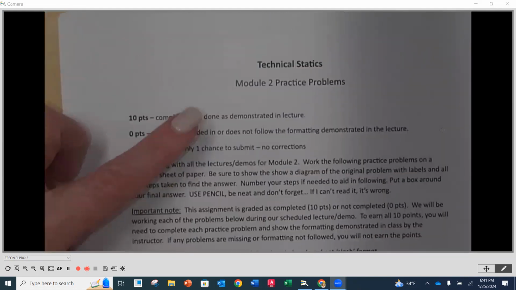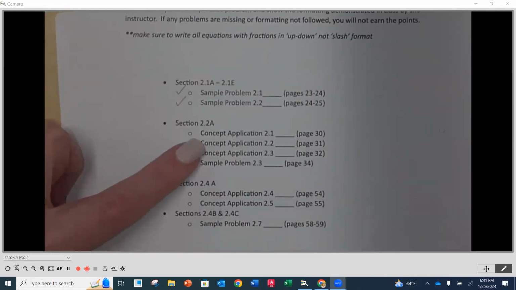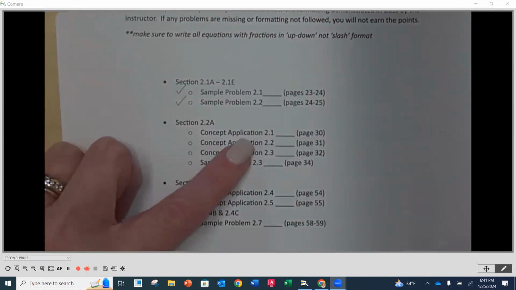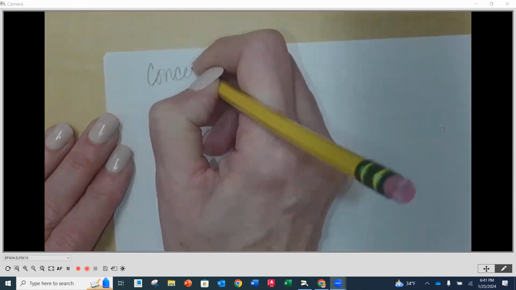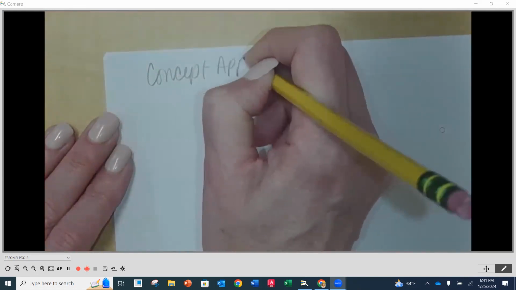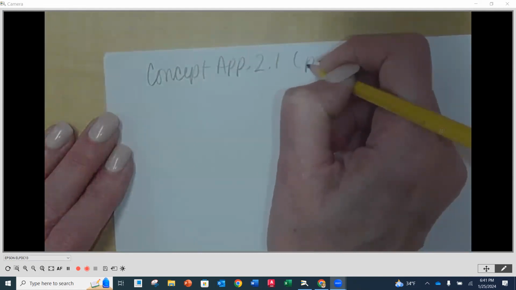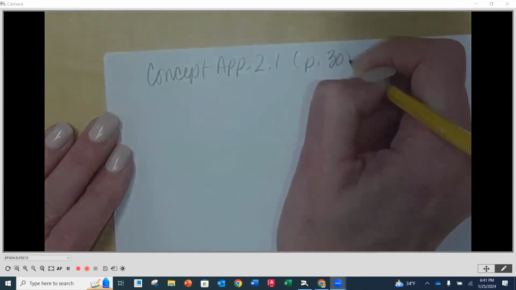So I am going to go to my piece of paper here. Now this is going to be another practice problem that we're going to be adding. So this happens to be, we look at our practice problem sheet, this is concept application 2.1. So add this to your notes. And this is concept application 2.1. And I'm just going to say page 30.